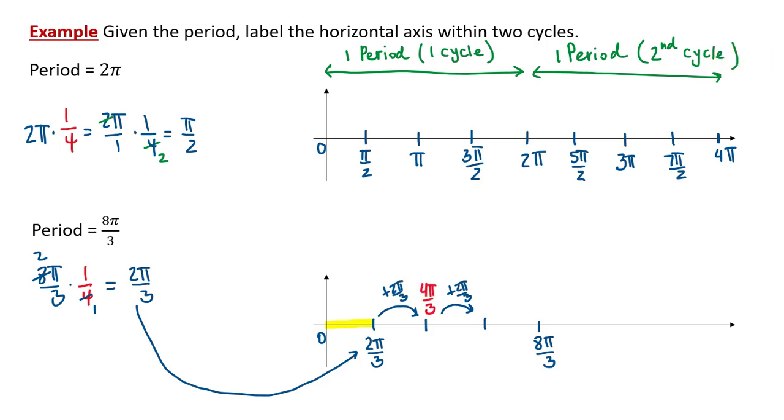Then as I add another 2 pi over 3, I'm going to get 6 pi over 3, and the next one will be 8 pi over 3. At this point, I check that I got the right number. Yes, that's exactly what I need to get. But I am asked to label 2 cycles. So that means that I need to continue counting. So for this example, I'm just going to say, well, the second cycle ends here. I'm going to split second cycle into 4 equal parts. And I'll just continue counting.